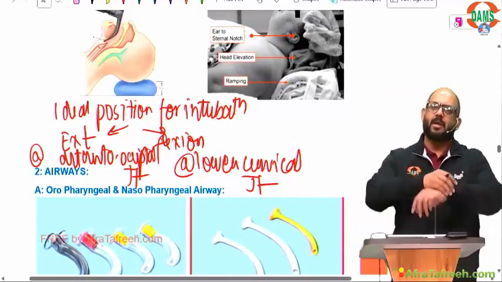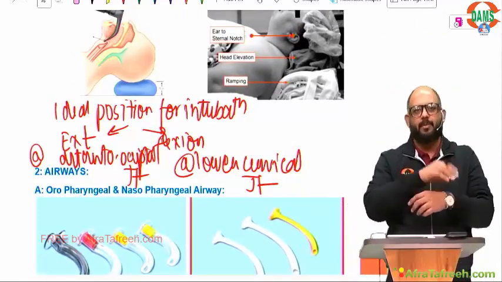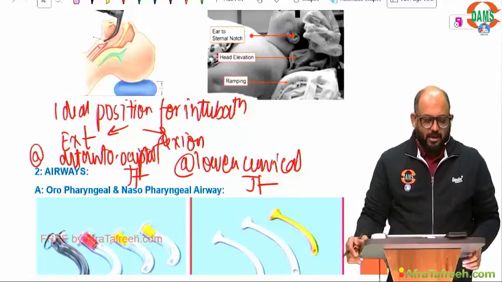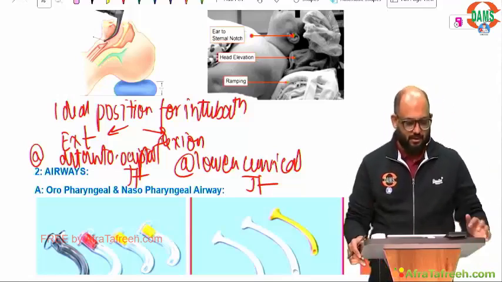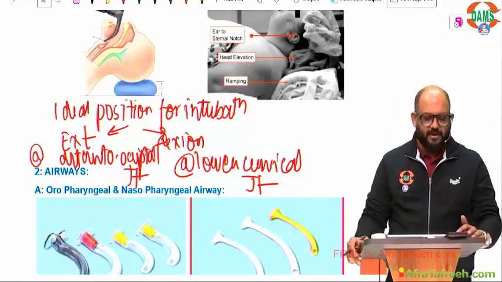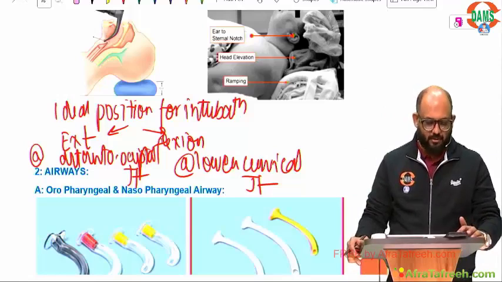Pediatric doses, if you can, then you should remember, not very important. Age for Heimlich, more than 1 year. Less than 1 year, you give 5 back blows, 5 chest compressions.